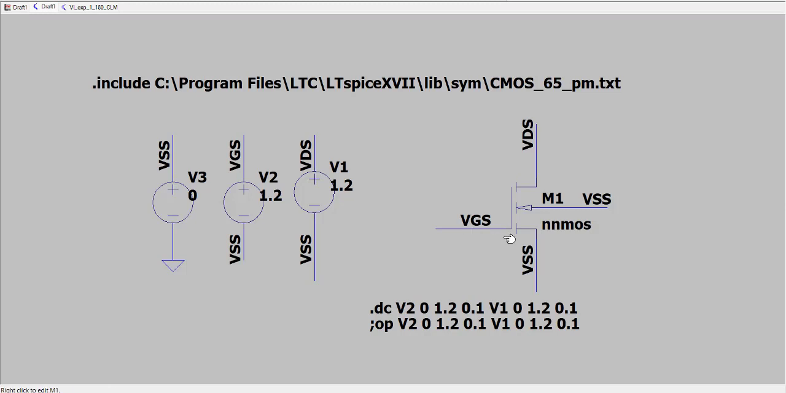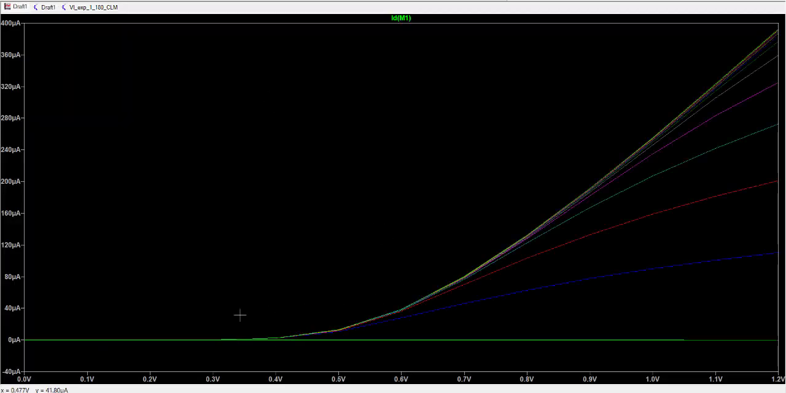I applied a source voltage to it, a varying DC. And I also applied a varying DC to the drain terminal of the MOSFET. Now I am varying them both, monitoring the drain current and plotting it. I am keeping the x-axis as VGS and the y-axis as the current ID, and I am also varying VDS.